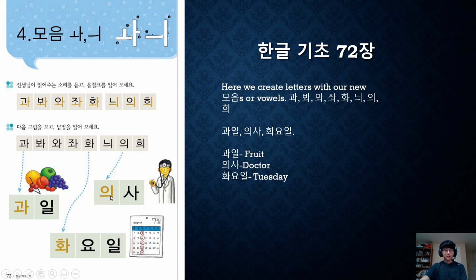Then we add it here, 의, and then 사, 의사. What is an 의사? 의사 is a doctor. Finally, we have 화요일. What is 화요일? Well, there's a calendar here: 월, 화, 수, 목, 금, 토, 일. Sunday, Monday, Tuesday. So 화요일 is Tuesday.